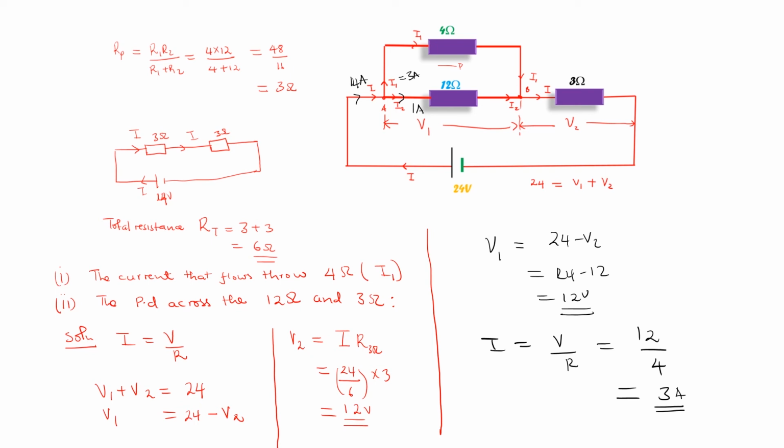Because when you compare, the current flowing through the 4 ohm resistor is 3 amperes, and the current flowing through the 12 ohm resistor is 1 ampere. It means that current usually flows through a path of least resistance. And so most of the current, which is the 3 ampere, flows through the low resistance, which is the 4 ohm resistor, compared to the 12 ohm resistor.